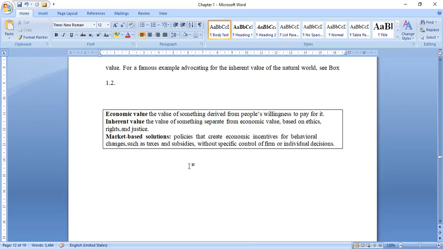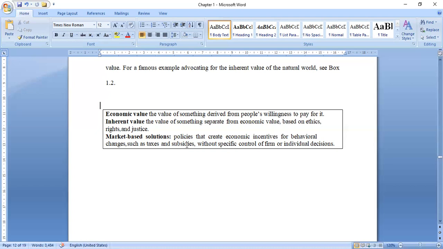So market-based solutions basically are those economic incentives aimed at changing behavior, to bring about behavior changes. For example, the government comes in and taxes. The government can either tax or subsidize, right? For example, with negative externalities in production like pollution, one of the measures that the government uses is to tax these polluting farms.